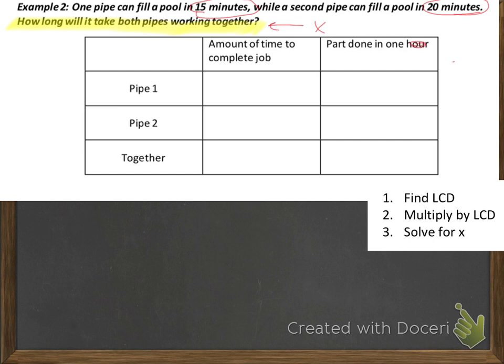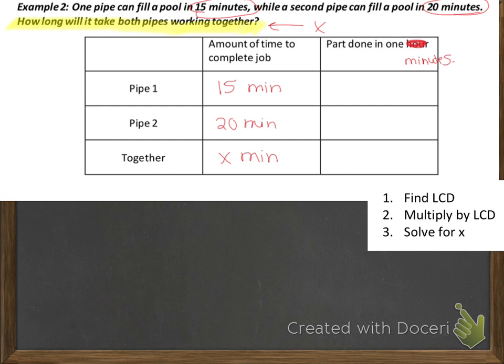Also, I just want to correct this. Since our time is in minutes, we need to change this to minutes here in our table. Okay, so let's fill out our table. So pipe 1, we said that it's going to take 15 minutes. Pipe 2 is going to take 20 minutes. Working together, we don't know, but we did assign it a variable. We assigned it the variable x. It's going to take x minutes working together.